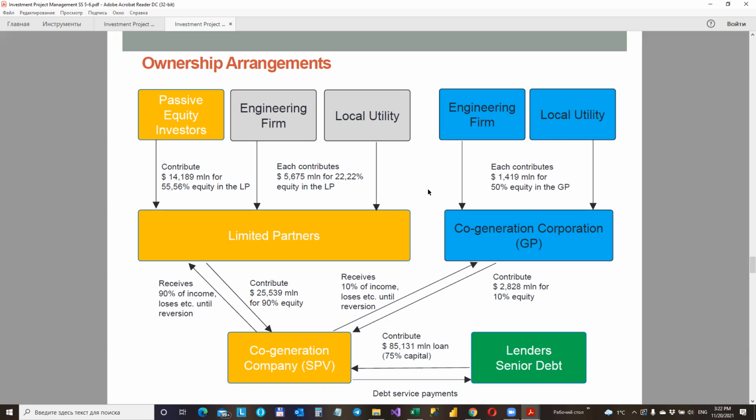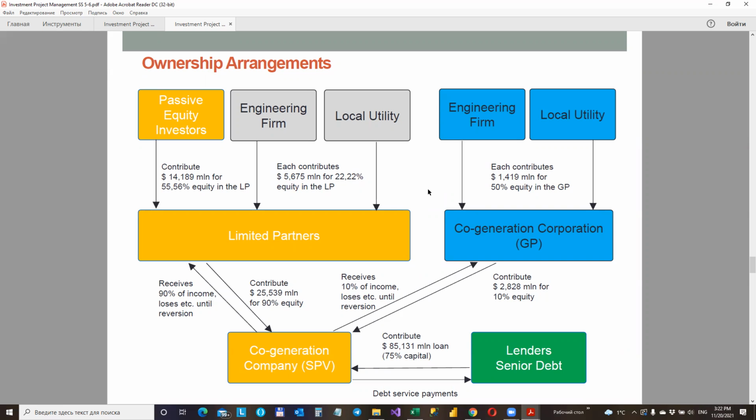Engineering firm and the local utility invest just enough funds in the cogeneration corporation to capitalize the general partner adequately for some tax purposes. Initially, the general partner will receive 10% of the partnership's income, losses, and cash distributions, and the limited partners will receive the remaining 90%. Once the limited partners have received cumulative cash distributions equal to their original investment of 25.5 million, the 10-90 split will change to 50-50.